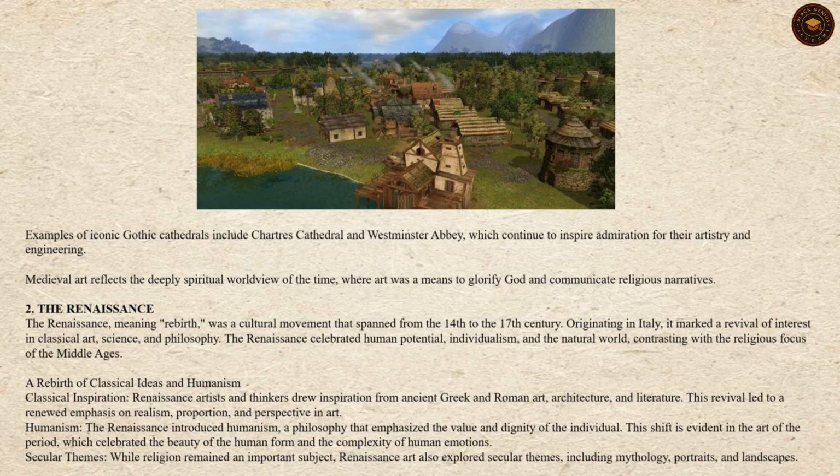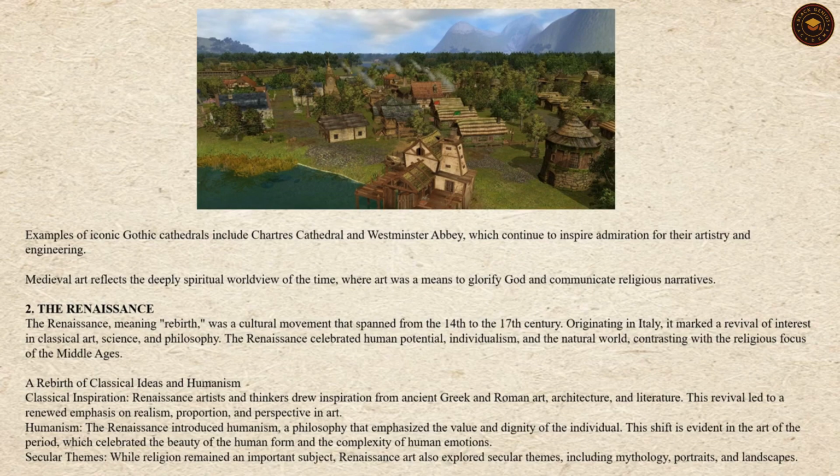2. The Renaissance. The Renaissance, meaning rebirth, was a cultural movement that spanned from the 14th to the 17th century. Originating in Italy, it marked a revival of interest in classical art, science, and philosophy. The Renaissance celebrated human potential, individualism, and the natural world, contrasting with the religious focus of the Middle Ages.